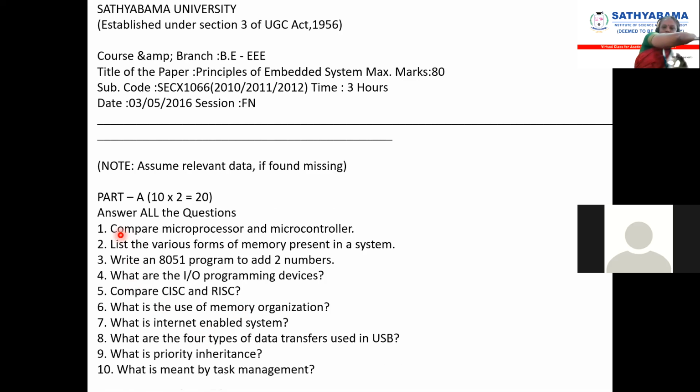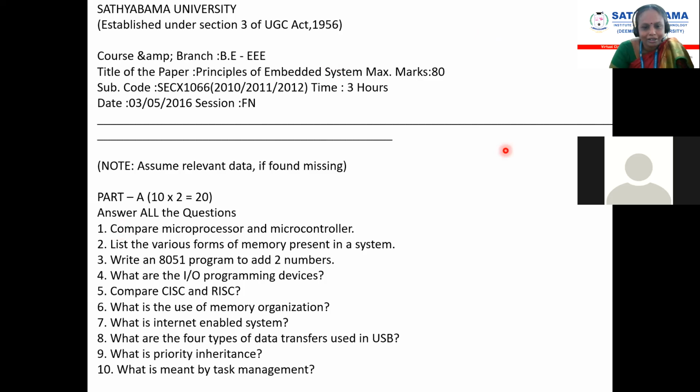Compare microprocessor and microcontroller. Can anyone remember the difference between microprocessor and microcontroller? Please, anyone tell me, at least one or two differences. Yes, actually the microprocessor costs less than the microcontroller.